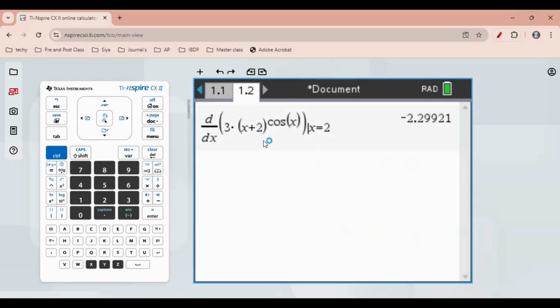This is my velocity at x equal to 2: negative 2.29921. That's an approximate value, right? And let's switch to the solution page. Here we go.